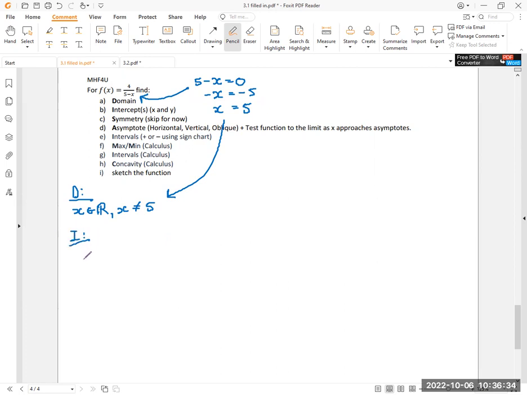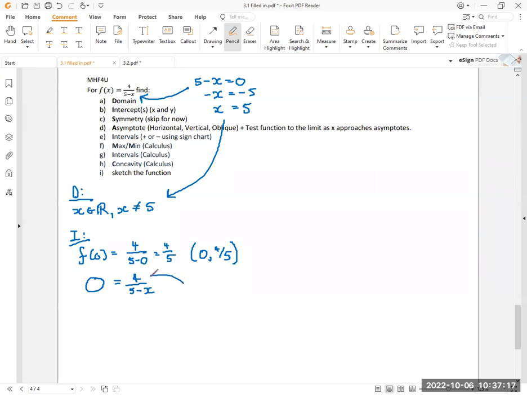Intercepts. I'm going to do the easy one first. I'm going to set x equals 0 so that I can find my y-intercept. 4 over 5 minus 0, of course, is just 4 over 5. Therefore, my y-intercept is (0, 4/5). Secondly, if I want the x-intercept, my y value must be a 0. So I'm going to set the entire function, aka the y value, equal to 0, and I want to find what value of x makes this true.